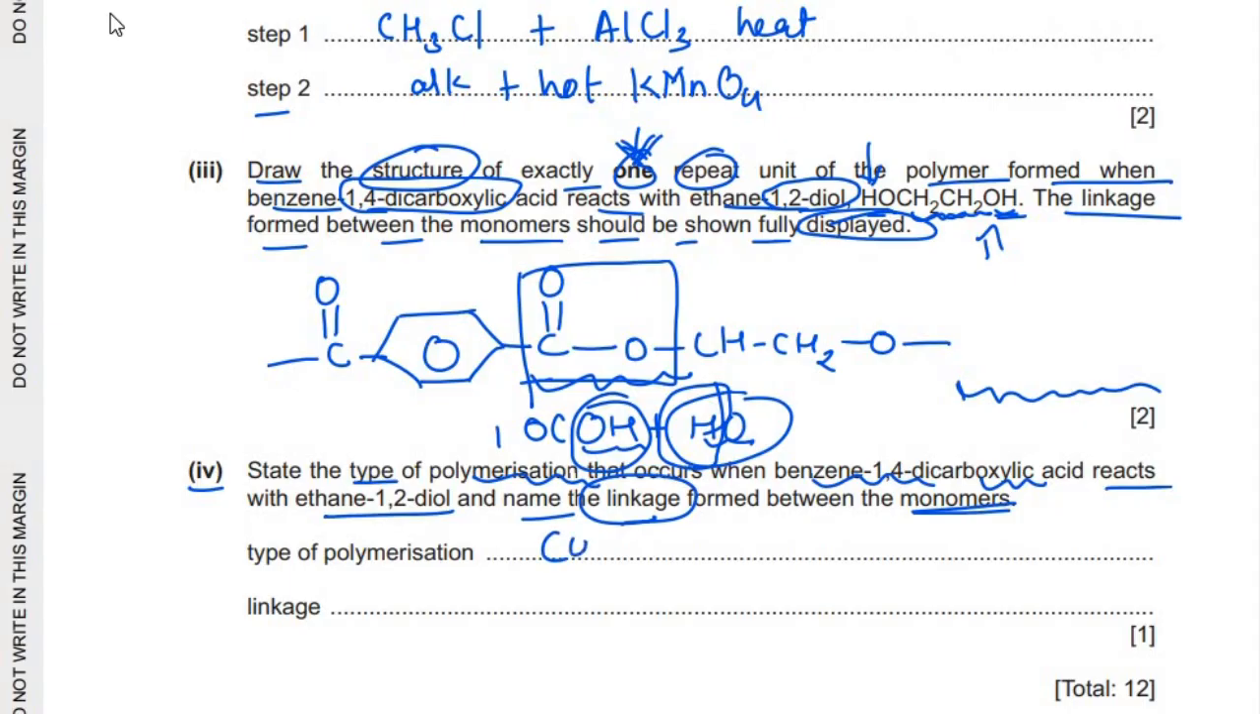So the type of polymerization is condensation polymerization, and the linkage formed by the carboxylic and alcohol groups is called the ester linkage, because that's the ester formed when carboxylic acid and alcohol react with each other. So here our question 6 also ends, and this is where I'll stop for now, and in the next video we'll be discussing the remaining questions.